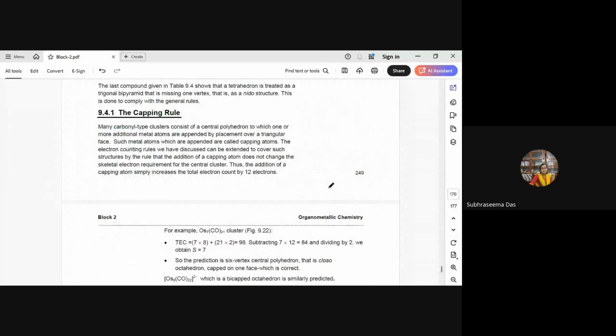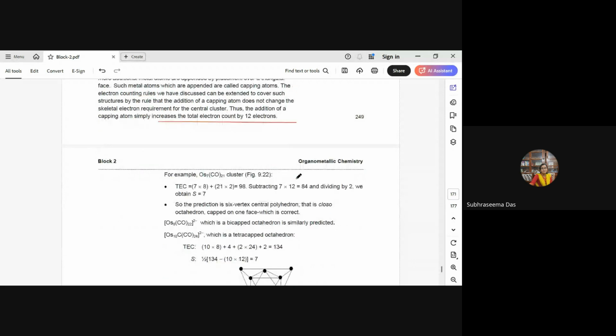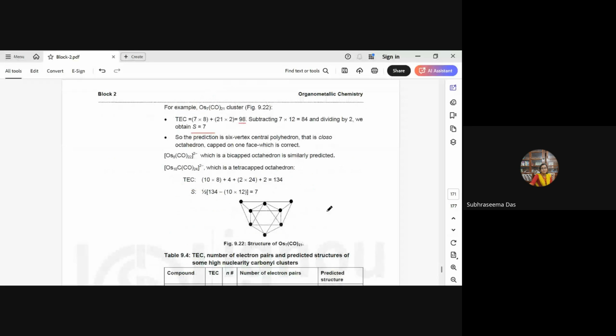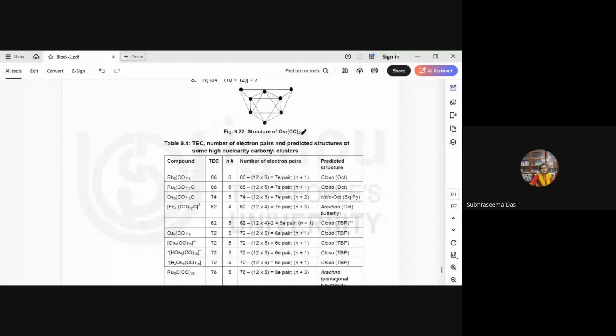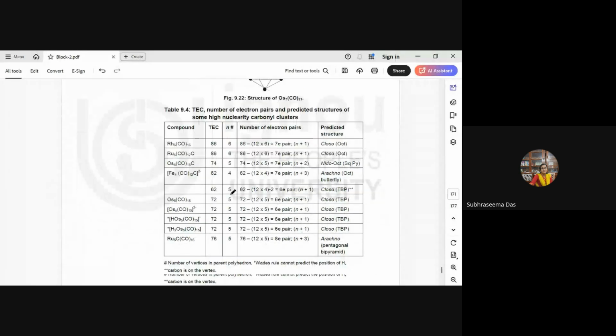Then comes the capping rule. The electron counting rules have been discussed. The addition of a capping rule means increasing the total electron count by 12 electrons. So for Os7(CO)21, the total electron count is 98. Then subtracting and dividing by 2, we obtain that S is equal to 7. So the prediction of a 6 vertex central polyhedron, an octahedron with a cap on one side, is also correct. The TEC and some of the predicted structures of some carbonyl clusters have been listed here.